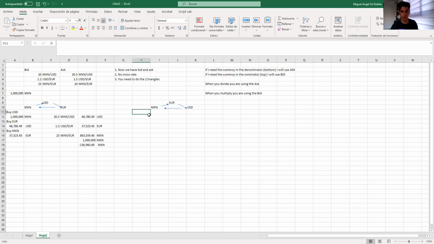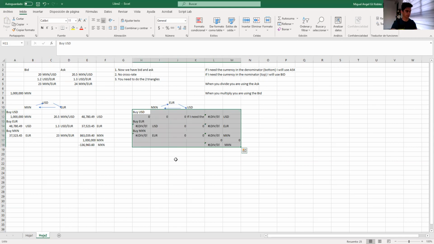Let's do the other triangle. But here I don't guarantee that I will have profit as previously, now because we have bid and ask. So it's possible that I can get another loss. So let's do it and let's check what we are going to get. We'll just copy this to get the format, but I will erase it.